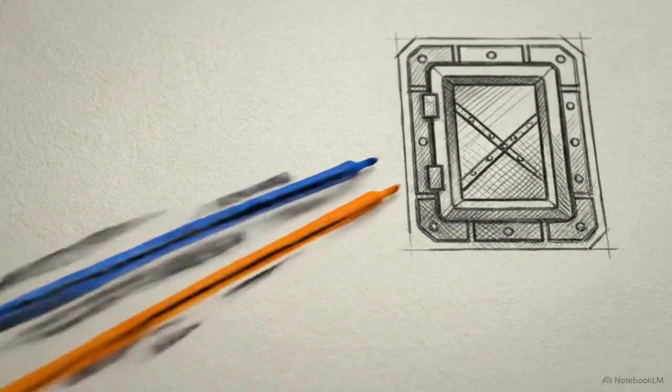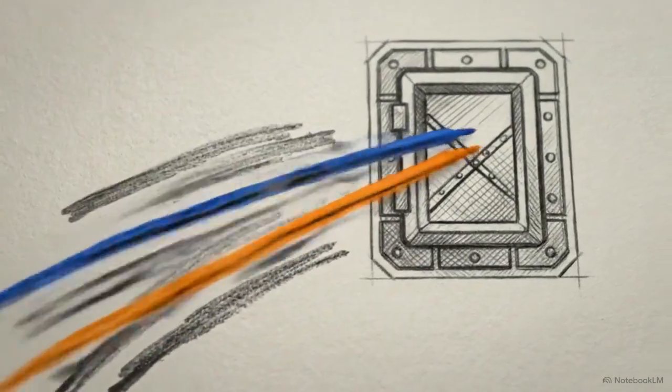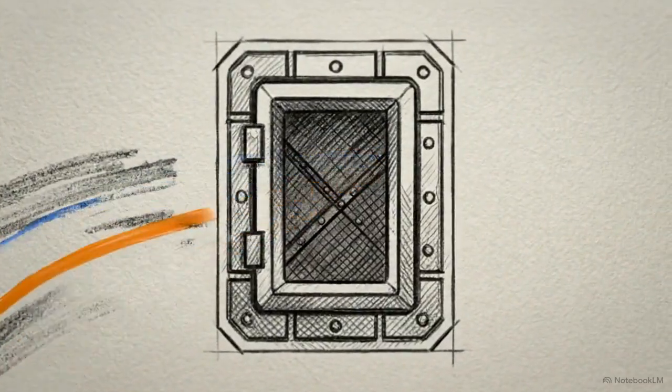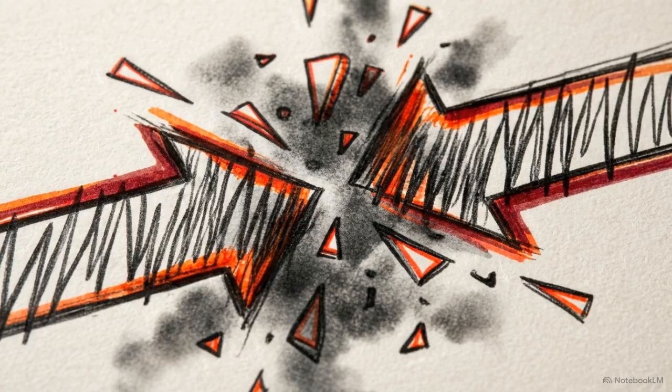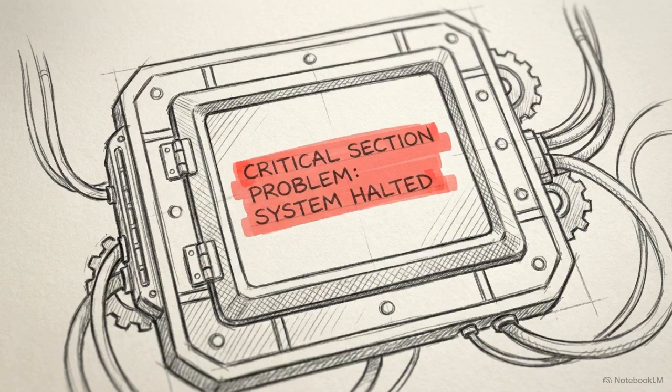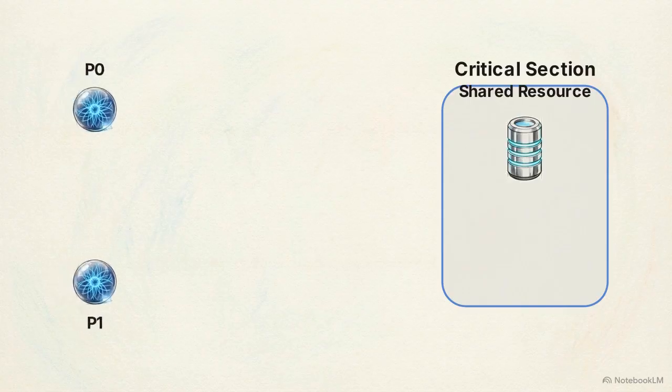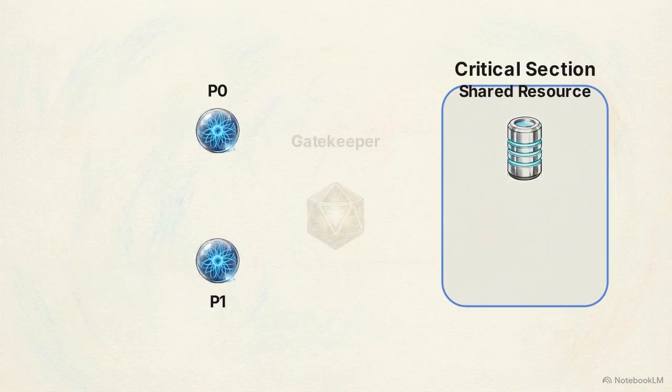Imagine two separate computing processes independently racing to update the exact same memory address at the exact same microsecond. This collision corrupts the data and crashes the system. In operating systems, this scenario is known as the critical section problem. A critical section is a segment of code where a process accesses a shared resource, like a variable or a file, that must be protected from simultaneous access.